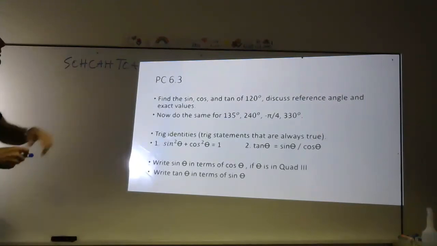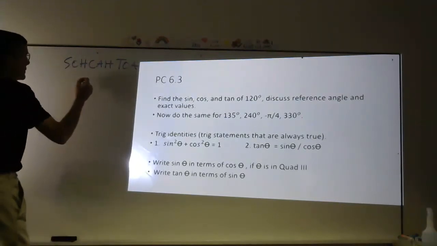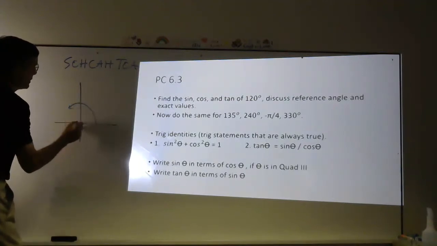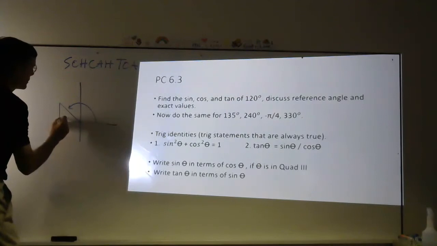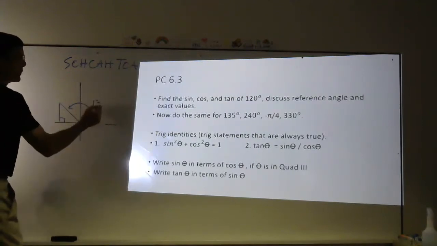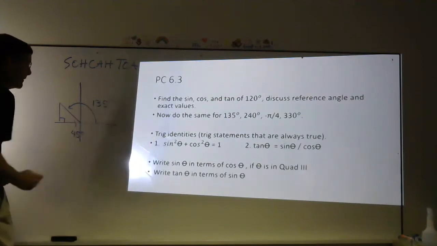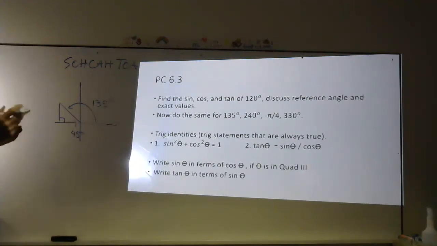Now, we want to do the same for 135. Here we go. 135 comes over here. Draw your reference angle. If this is 135, this little guy here is 45. Okay? And let's find sine, cosine, and tangent of 135.